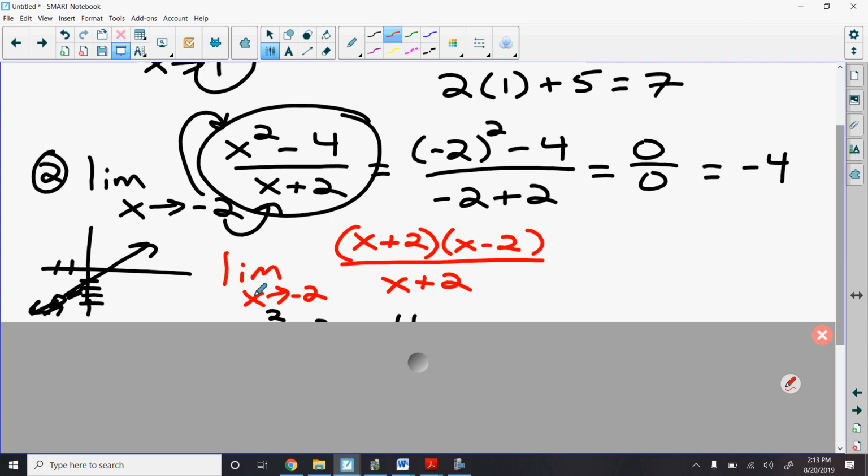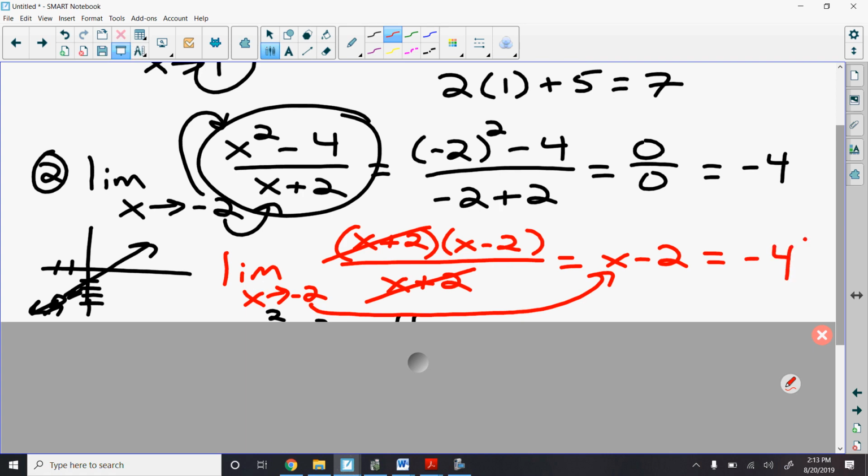What I see now is that I can cancel this x plus 2 on the bottom and this x plus 2 on top. After I cancel, I'm left with x minus 2. So what I want to do now is plug in this -2 for x, and lo and behold, I get -2 minus 2, which equals -4. That's how I can get that answer without using a graphing calculator.